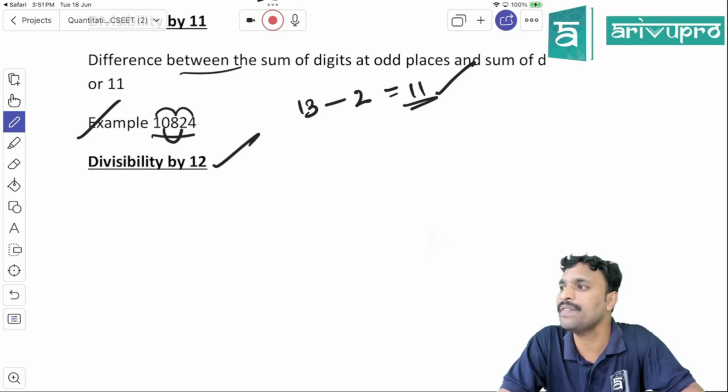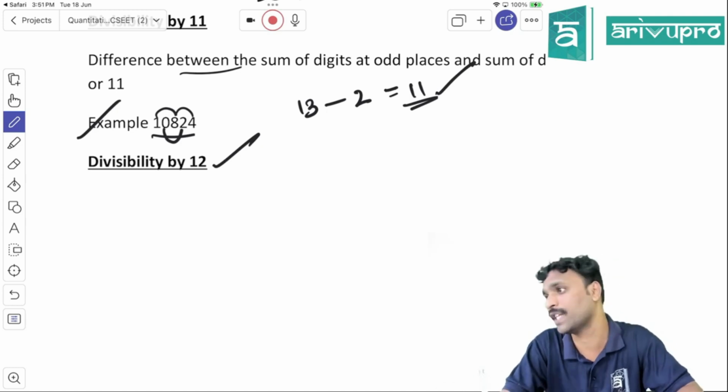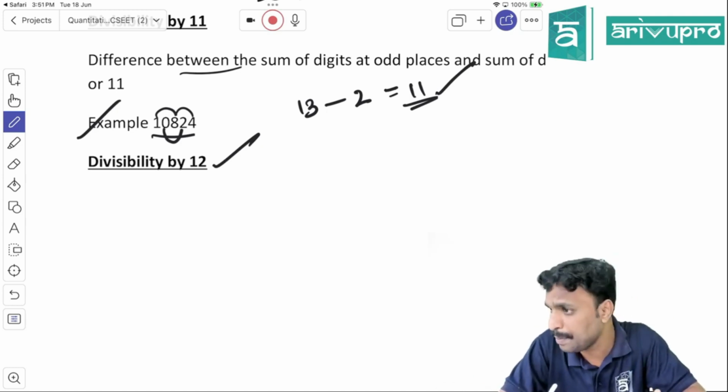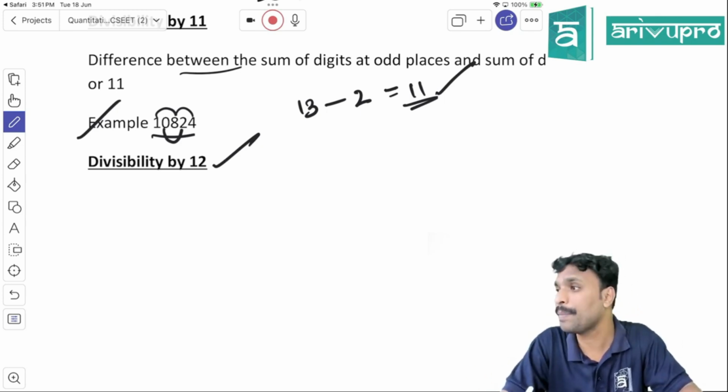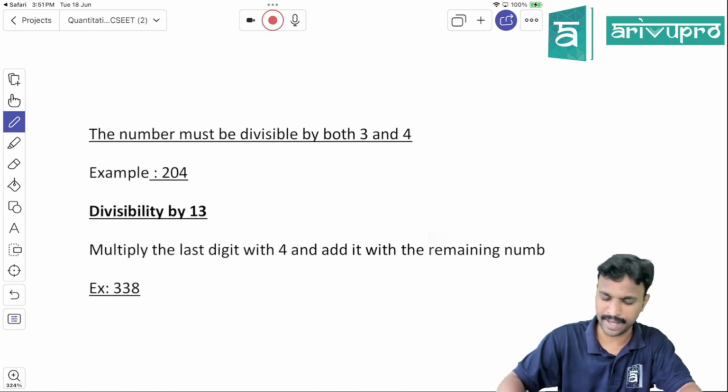For a number to be divisible by 12, it should be divisible by 3 as well as 4. You know the divisibility rule for 3? Sum of all digits must be divisible by 3. Divisibility rule for 4? Last two digits must be divisible by 4.